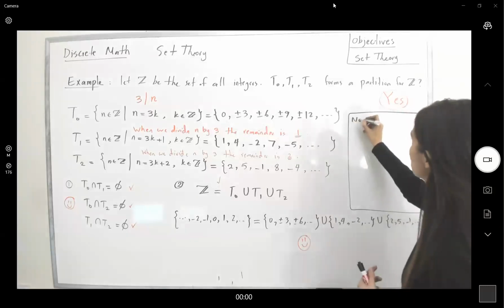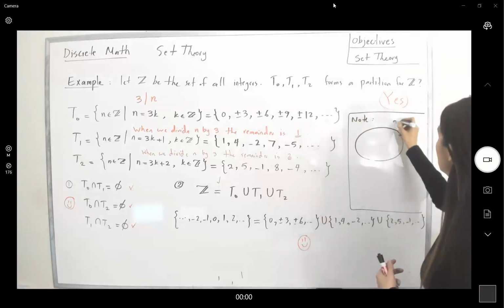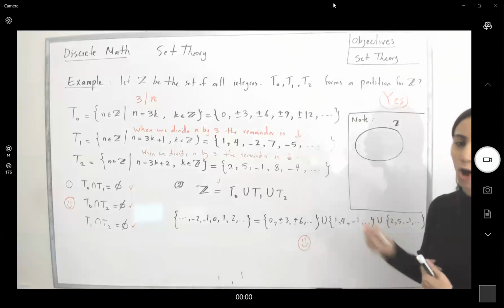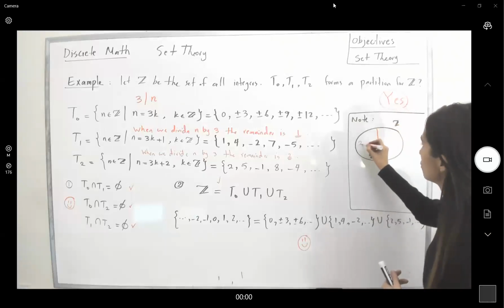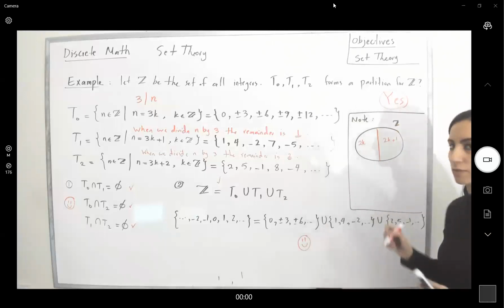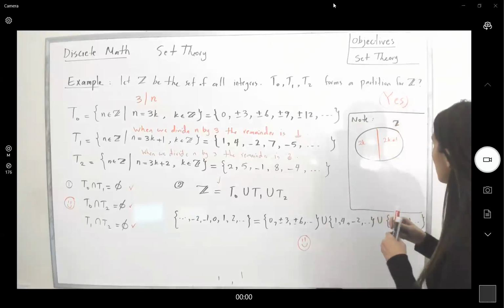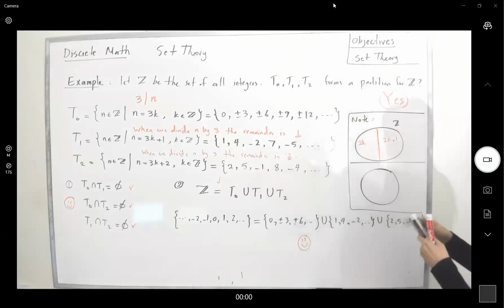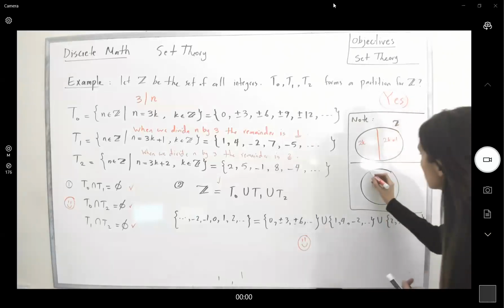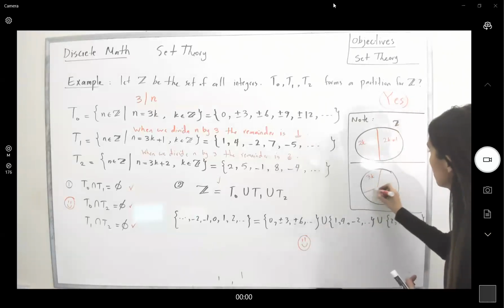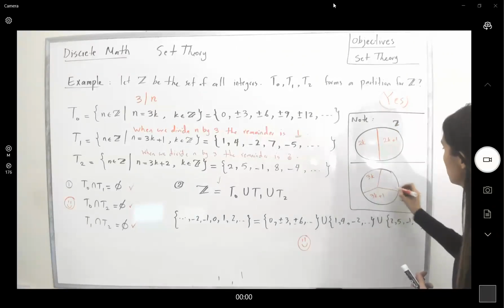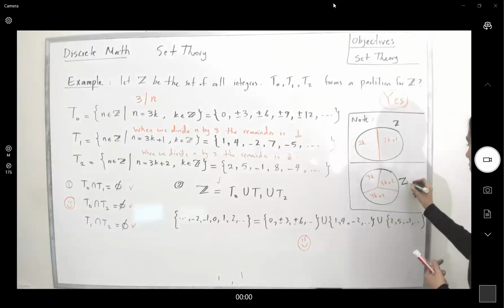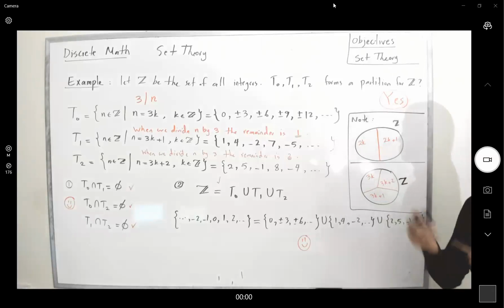Note that Z can be partitioned using even and odd numbers, 2k and 2k plus 1. In this case, we have 2 partitions. Z can be partitioned using, so we just showed 3, so let's write down 3k, 3k plus 1, 3k plus 2. This is Z. We can partition Z using 4.